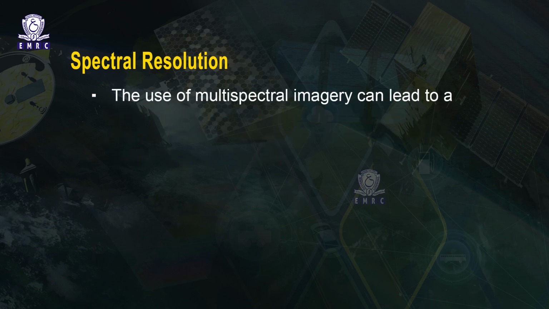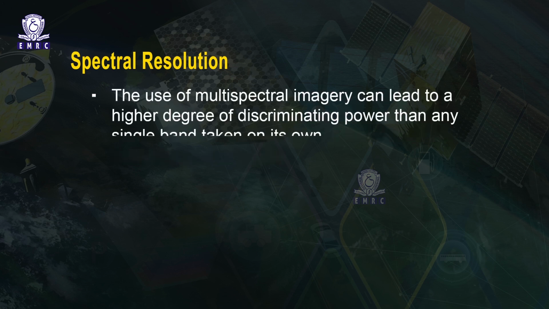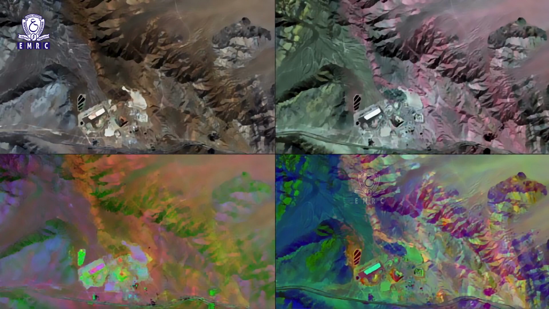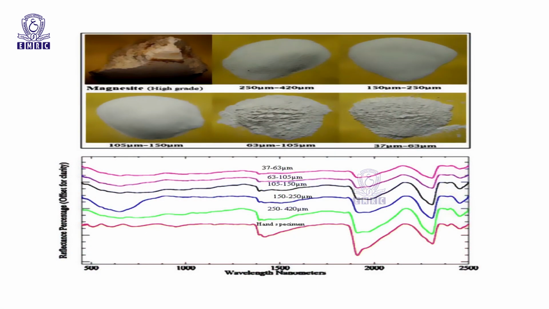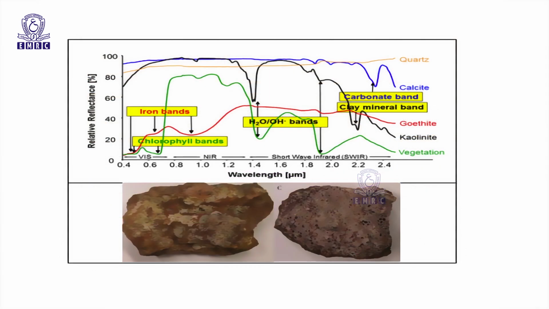Second, the use of multispectral imagery can lead to a higher degree of discriminating power than any single band taken on its own. Various surface features can be identified by taking these multispectral bands. For example, differences in reflectance of various rock types are separable only if the recording device is capable of detecting the spectral reflectance of the target in a narrow spectral wave band.